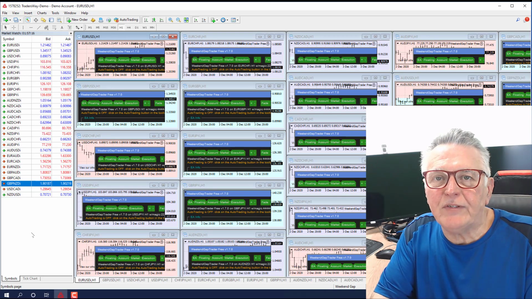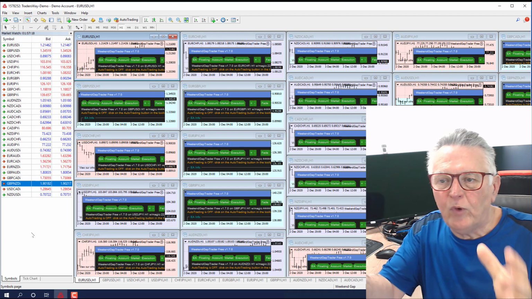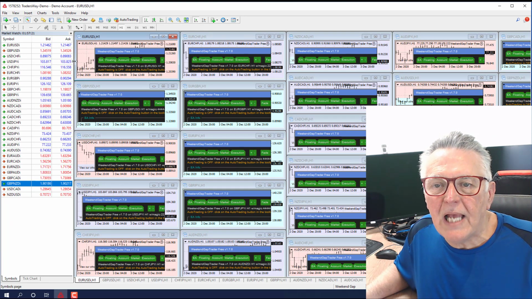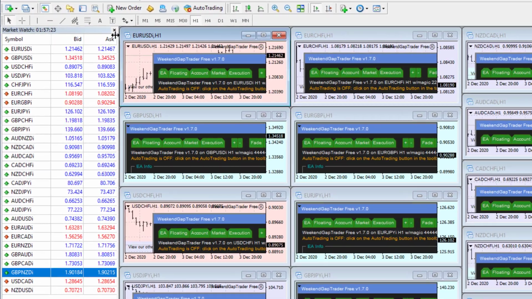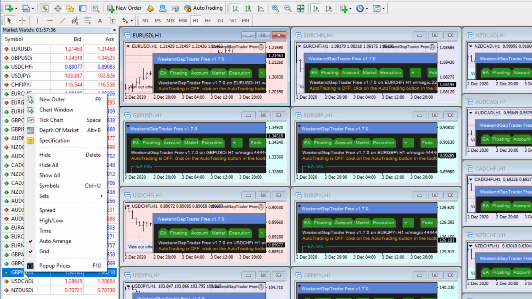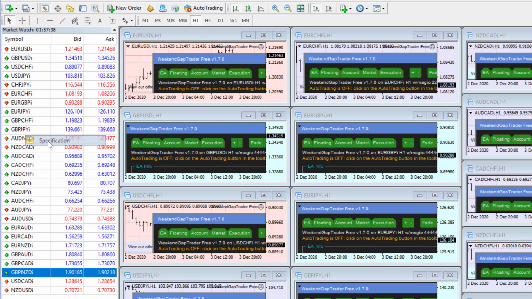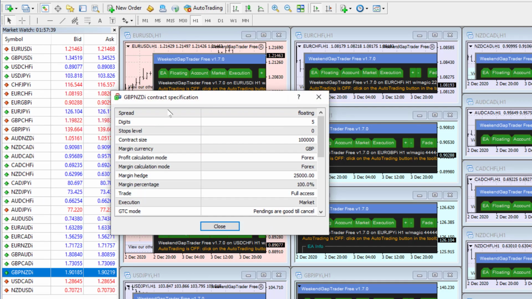This is a broker that I've set the weekend gap trading up for this weekend, and how you find your currency's minimum gap. And I'm going to use a currency called the pound New Zealand, because that's consistent throughout the brokers we're going to be looking at, and it also has quite a big variation. So if you right click on that and you click on specification, it will tell you what the stop levels are. So those are the minimum stop levels that there are, and in this case it's 0.